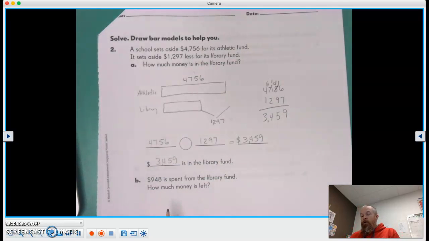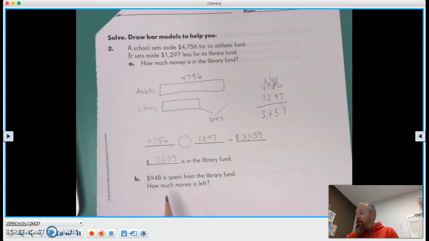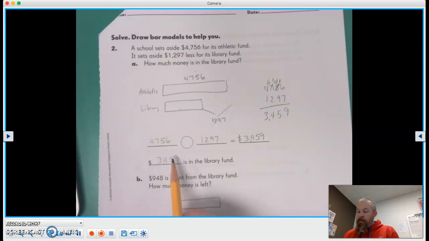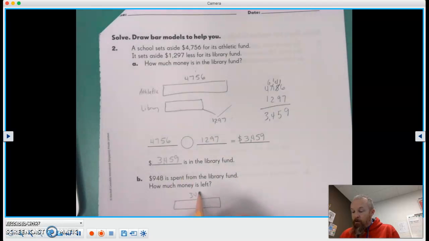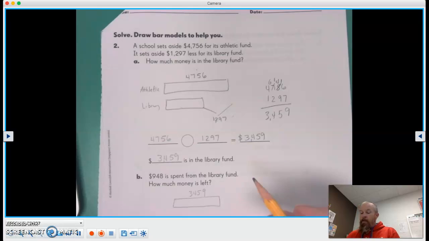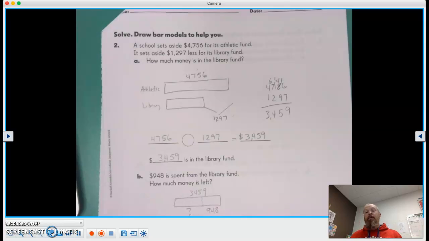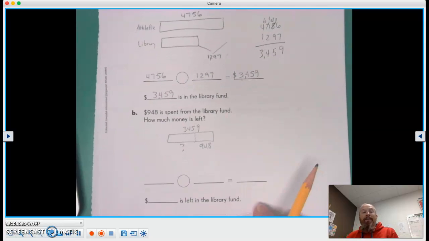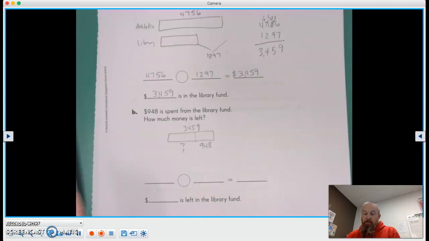So 948 is spent from the library fund. How much money is left? So we can kind of do another little bar graph here. Our library fund now, we know, kind of looks like this, right? This is our total library fund is 3,459. Okay? We're going to spend some. Okay? We're going to spend 948. That means what is left in our library fund, I'm going to move that up a little bit for you. What is left in our library fund will be that one.